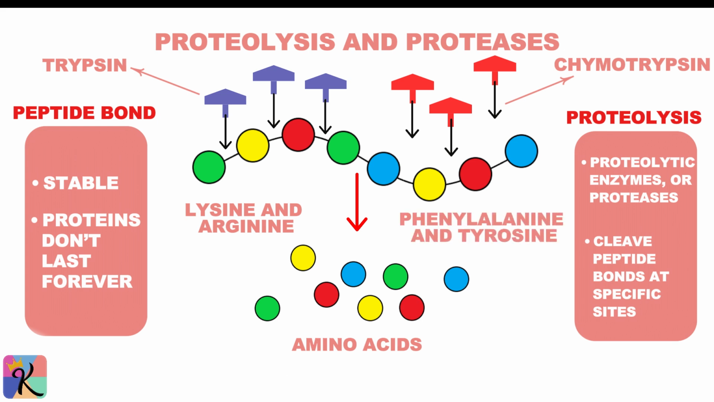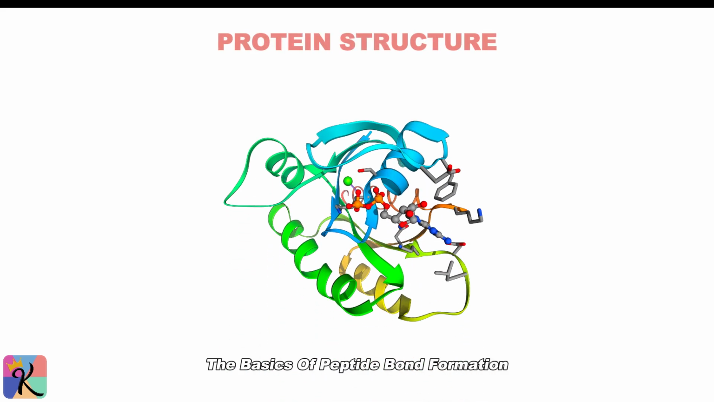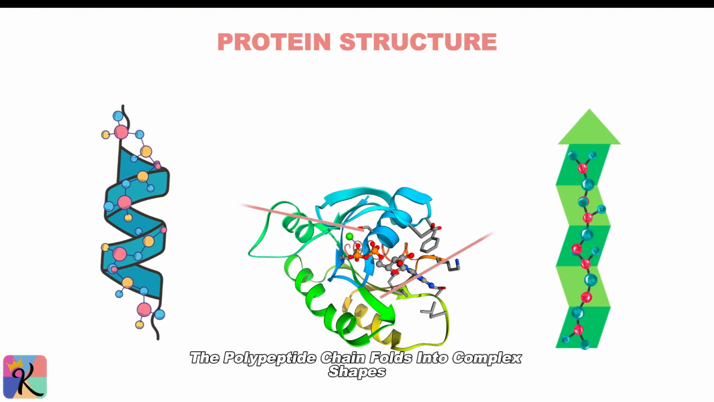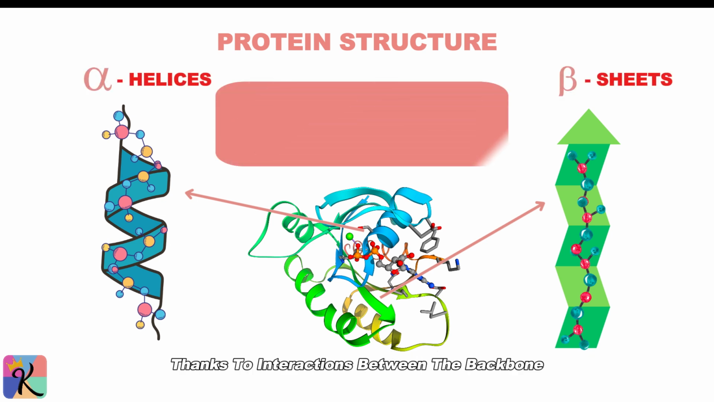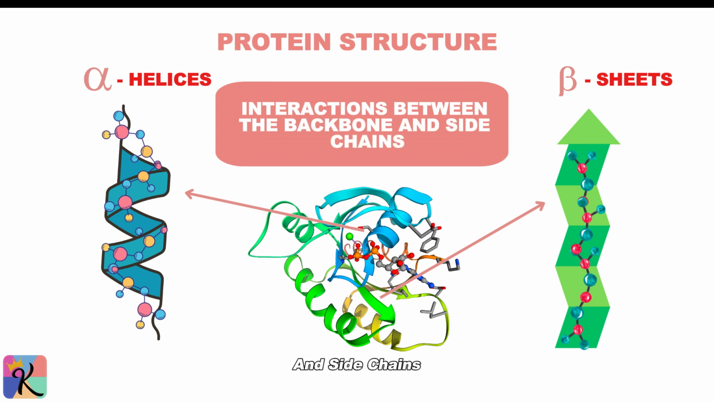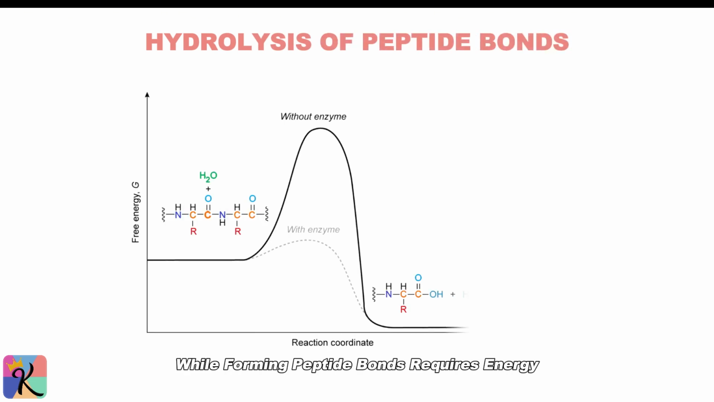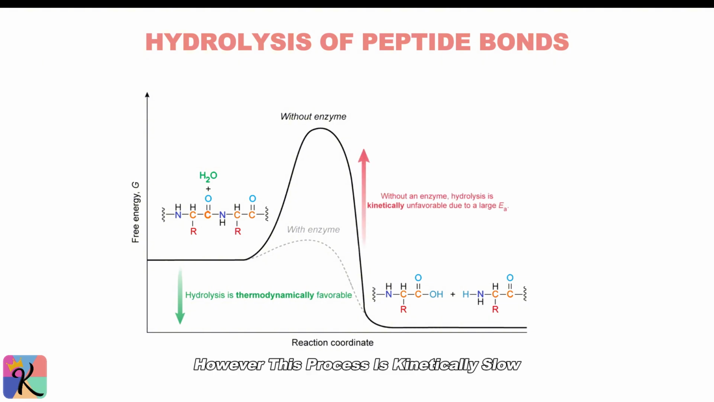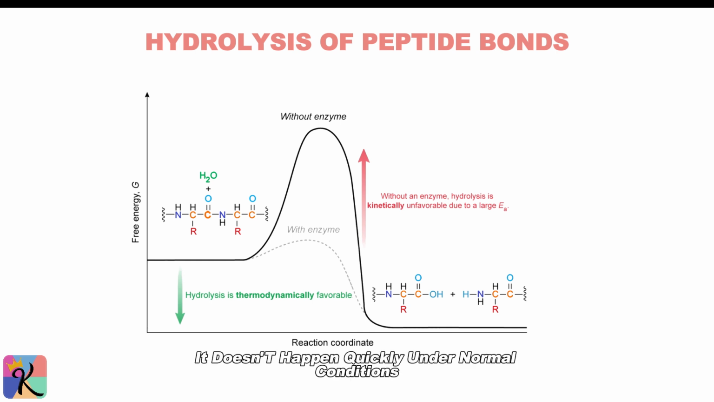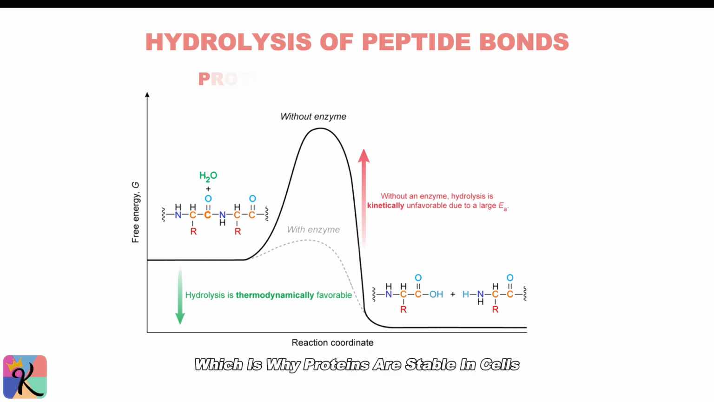Now that we understand the basics of peptide bond formation and cleavage, it's important to recognize how this impacts the final structure of proteins. The polypeptide chain folds into complex shapes, alpha helices, beta sheets, thanks to interactions between the backbone and side chains, ultimately determining the protein's function. Interestingly, while forming peptide bonds requires energy, breaking them down through hydrolysis is thermodynamically favorable. However, this process is kinetically slow, meaning it doesn't happen quickly under normal conditions, which is why proteins are stable in cells.